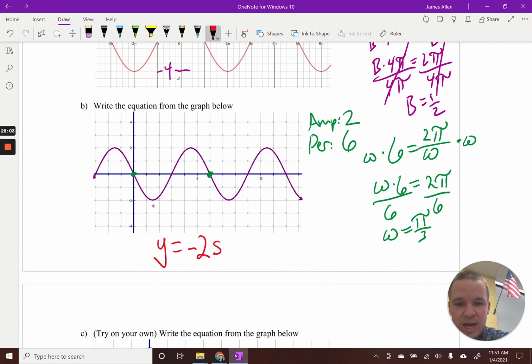-2, and we said it was a sine function because it's starting on that midline, in this case at 0, 0. And then we have pi over 3. And I'll go with x this time. Cool. All right. I like it. Fantastic stuff right there. Let's keep going.